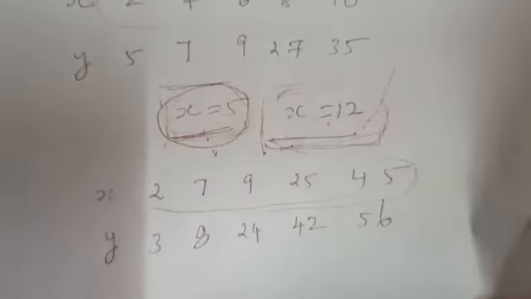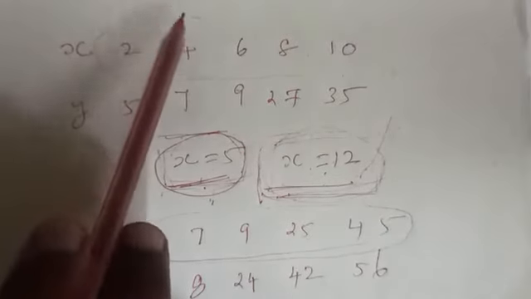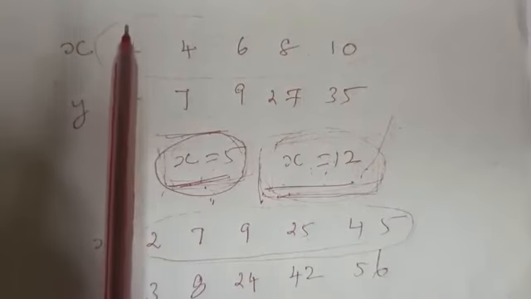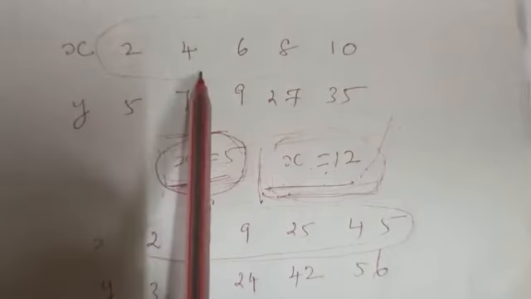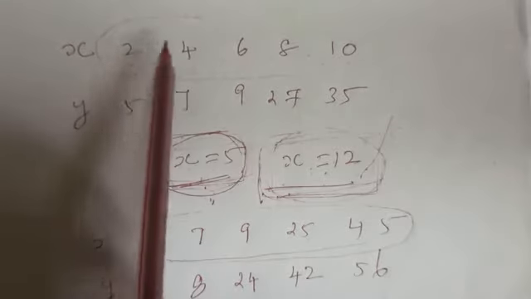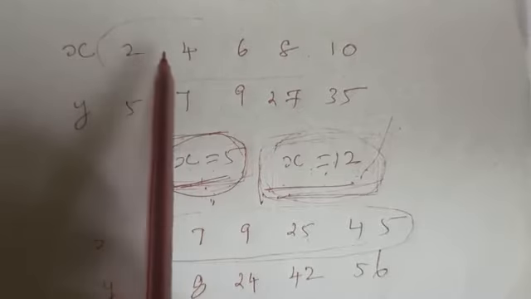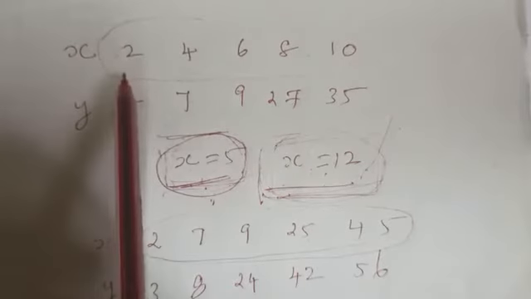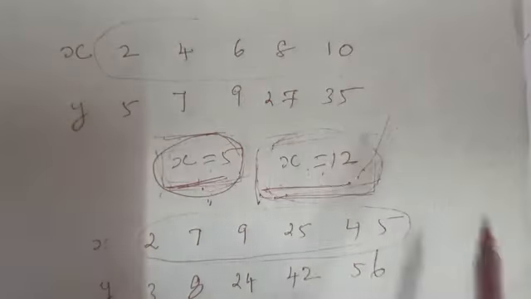Example, you can take the same example. X is equal to 2, 4, 6, 8, 10. Here the x value is gradually increasing. Between two x values, what is the difference between 2 and 4? 2. And 4 and 6, difference is 2. Here it is gradually increasing or gradually decreasing. At that time we can use the interpolation method.